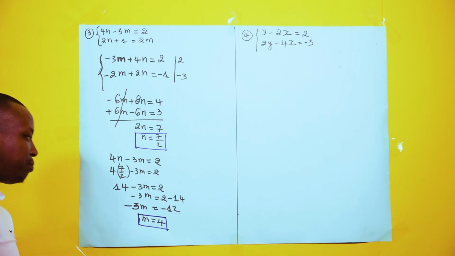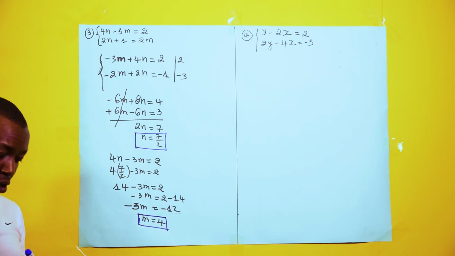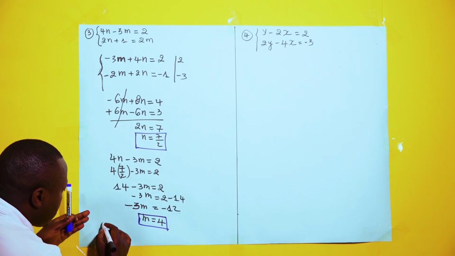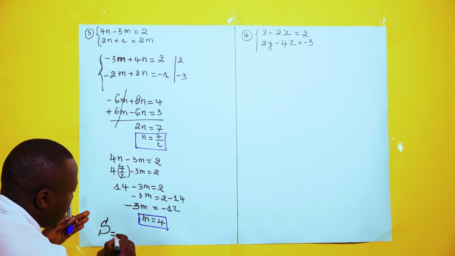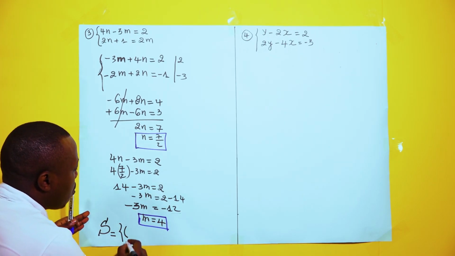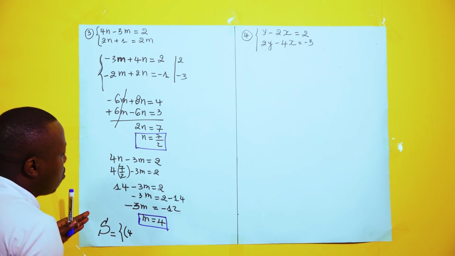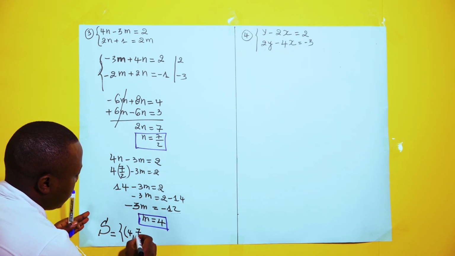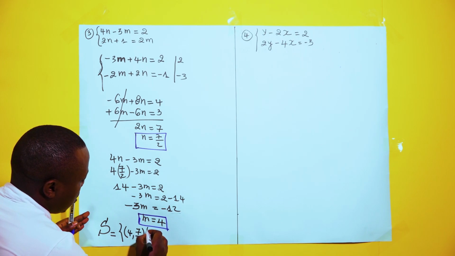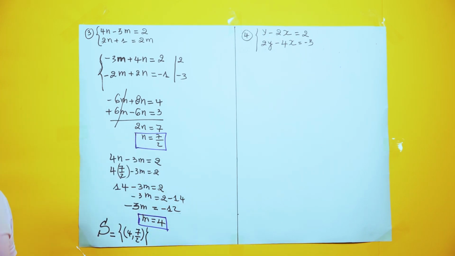Is that okay? To write the solution set, remember, the way we write the solution set is a couple of m and n. It is 4 and 7 over 2. This is the solution set. Is that okay?